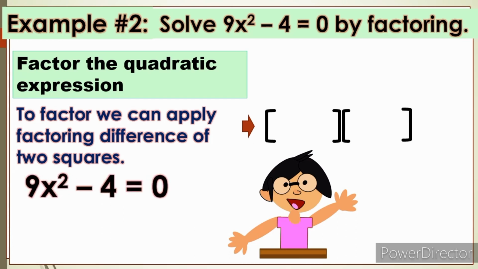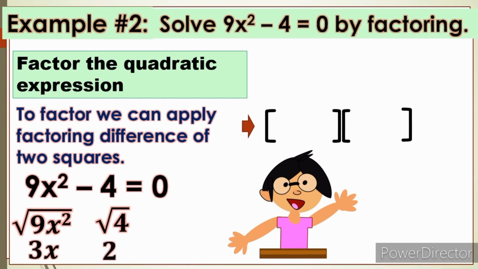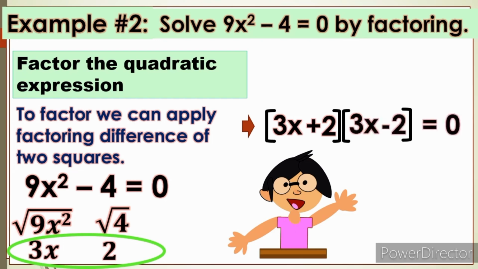So we have 9x squared minus 4 equal to 0. Then we find the square root of 9x squared and the square root of 4, the square root of the first term and the square root of the last term. The square root of 9 is 3 and the square root of x squared is x, and the square root of 4 is 2. Now we write the result, 3x and 2, as sum and difference. So we have the factors 3x plus 2 and 3x minus 2, equated to 0.